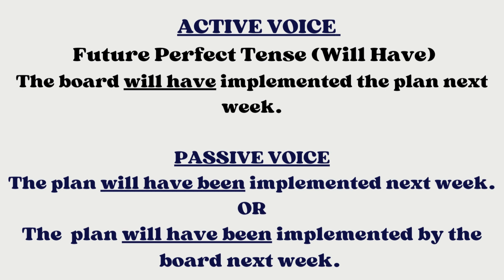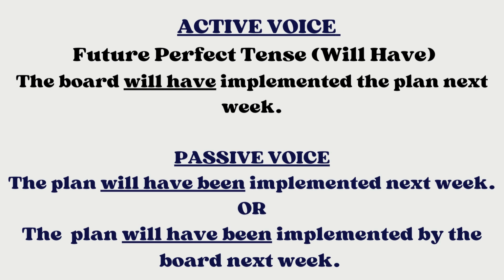The next is the future perfect tense, will have. The future tense is represented by will and the perfect tense by have. Here is a sentence in the active voice using the future perfect tense will have. The board will have implemented the plan next week. The board is the subject here, the main verb is implemented, and the object is the plan.